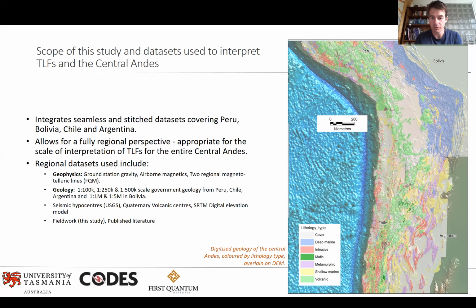So thanks to First Quantum, we've got access to some regional scale data sets, really high quality ones as well. The image on the right is stitched lithology covering Peru, Bolivia, Chile and Argentina, and it's been made as seamless as possible across the borders so that we can start working with data on a regional scale.